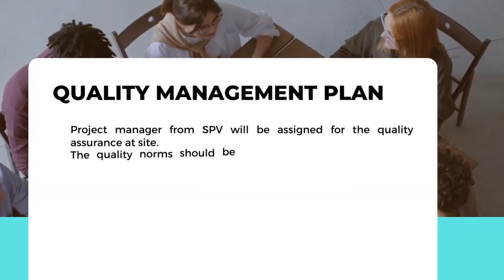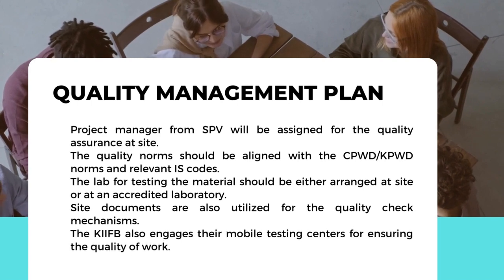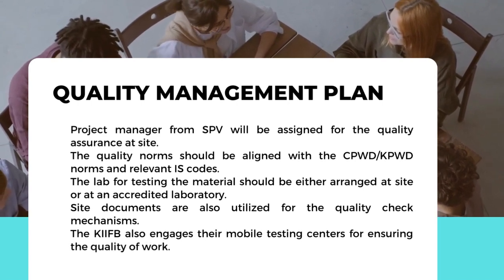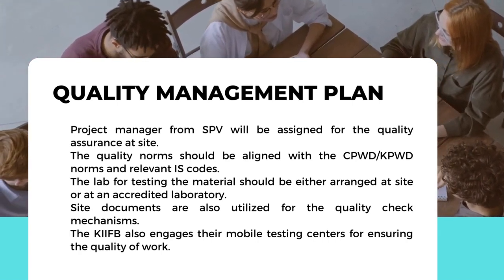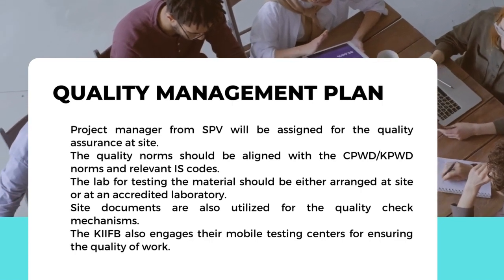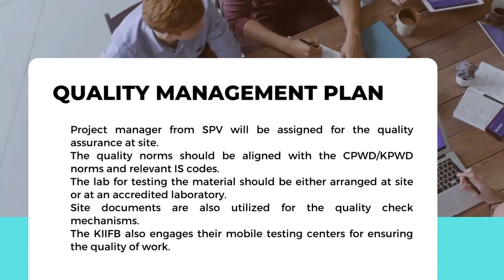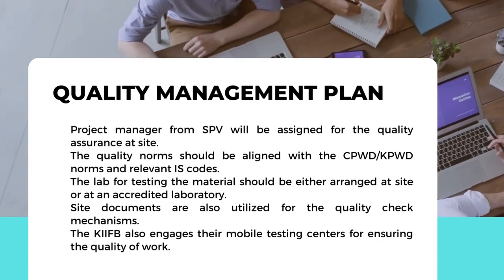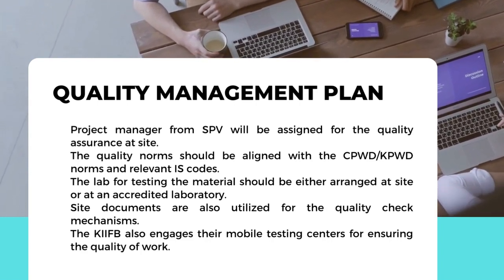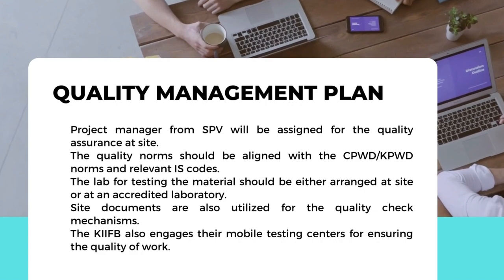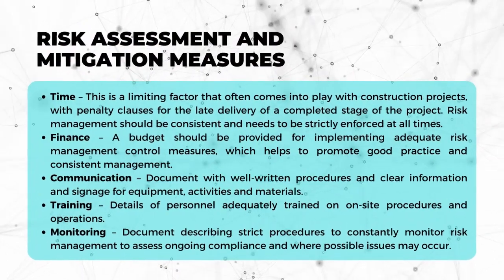Quality management plan. A project manager from the SPV will be assigned for the quality assurance at site. The quality norms should be aligned with the CPWD or KPWD norms and relevant IS codes. The lab for testing the materials should be either arranged at site or at an accredited laboratory. Site documents are also utilized for the quality check mechanisms. The KIIFB also engages their mobile testing centers for ensuring the quality of work.